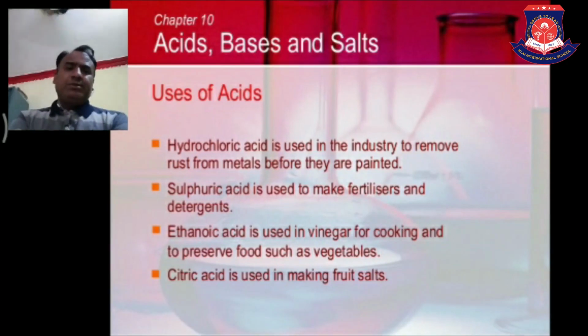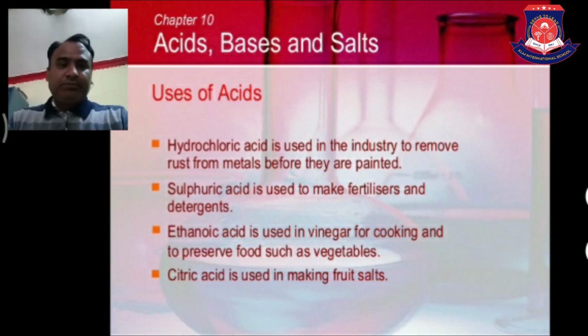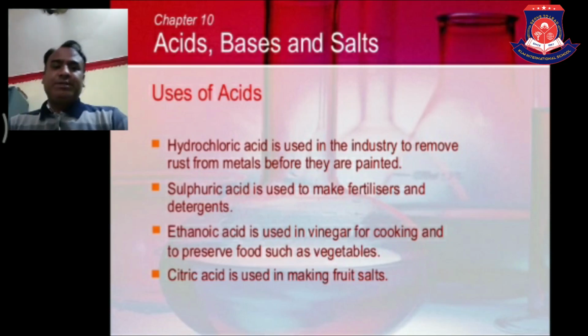Uses of acids. Acids are also useful. Hydrochloric acid is used in industry to remove rust from metals before they are painted. Sulfuric acid is used to make fertilizers and detergents. Ethanoic acid is used in vinegar for cooking and to preserve foods such as vegetables. Citric acid is used in making fruit salt. This is also important from the board point of view. What is the importance of acids? What are the uses of various acids?